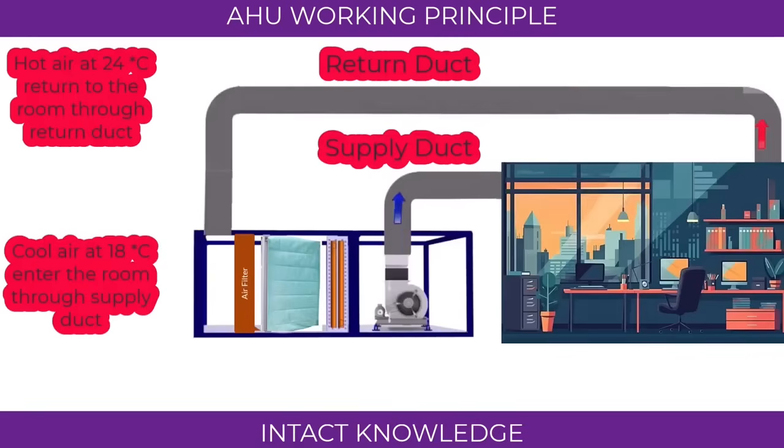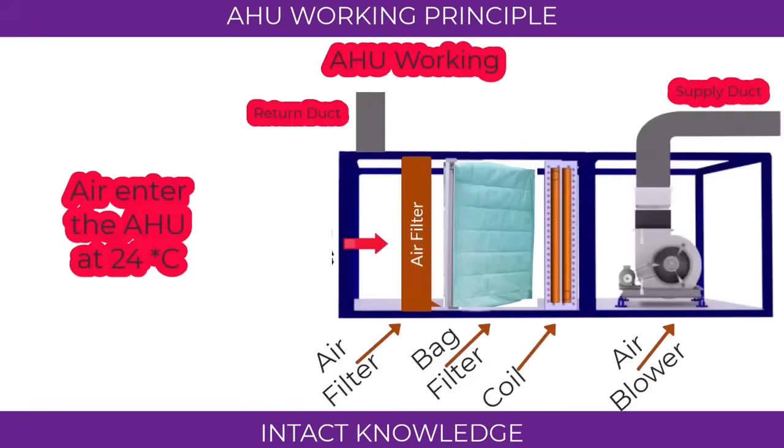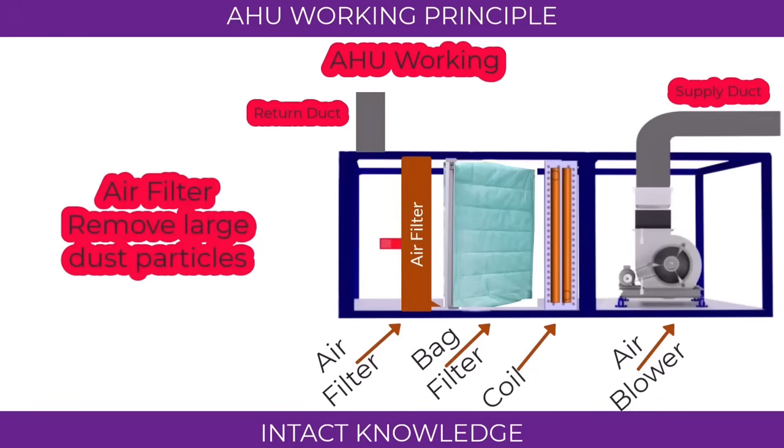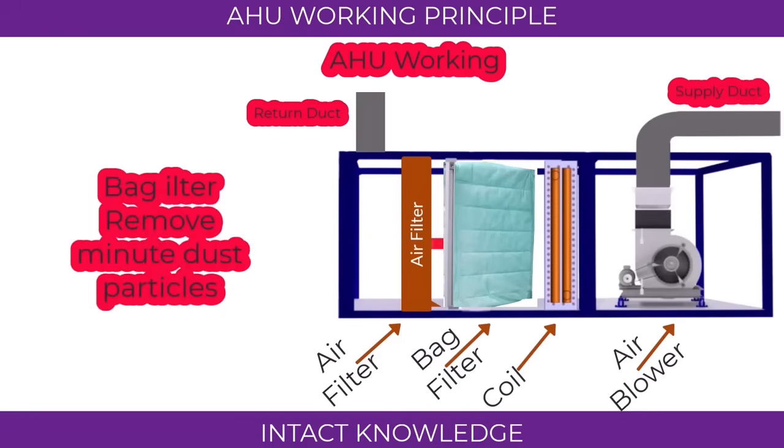The working principle of the AHU. The blower motor in the AHU supplies air to the room through the supply duct. The hot air from the room returns to the AHU through the return duct. The normal temperature of air is 24 degrees Celsius while entering the AHU. It travels through the filter at first. Now the large dust particles in the air are filtered. Then, the air travels through the bag filter. Minute dust particles are filtered by the bag filter.